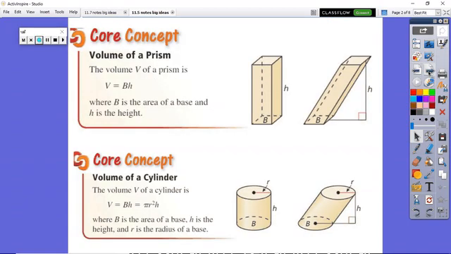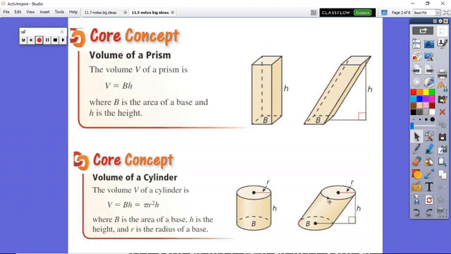Our two volumes today: prisms and cylinders. As you can see here, it's the same formula, BH, BH, where big B is the area of the base, and of course H is the height of the prism, or cylinder in this case. But for all cylinders, the base is a circle, so it's going to have us use pi r squared h. So pi r squared is the area of the circle. Stack it up until you get to the desired height, filling it up.